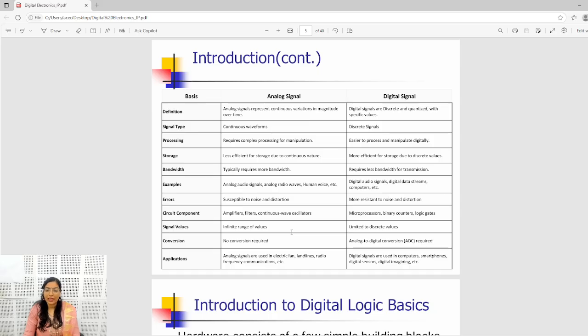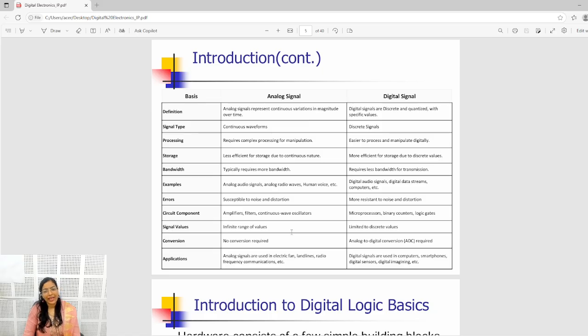The processing of analog signal requires complex processing for manipulation, whereas digital signal is easier to manipulate in digital terms. Analog signals are less efficient for storage due to their continuous nature, whereas in digital signal, information is stored in the form of binary numbers 0 or 1, so it is more efficient for storage because of discrete values. Typically, analog signal requires a large bandwidth, whereas digital signal requires less bandwidth for transmission.